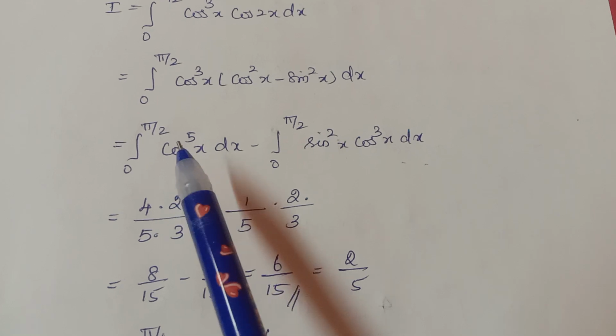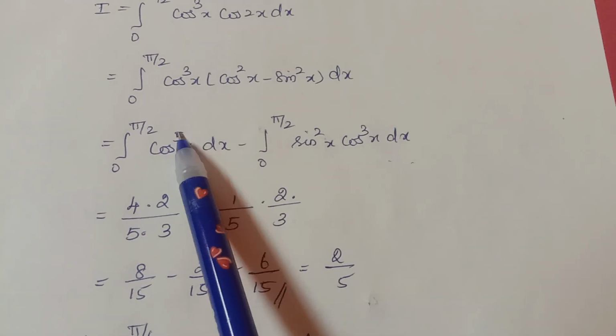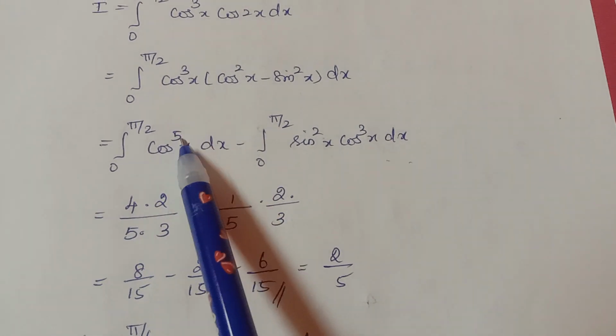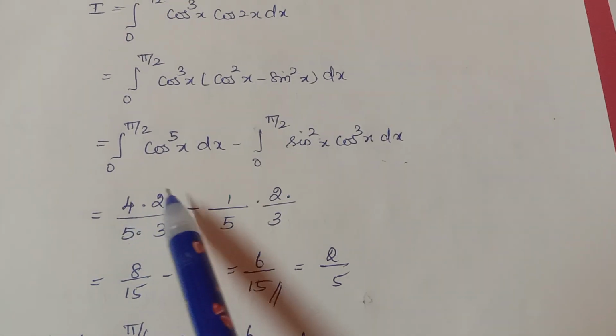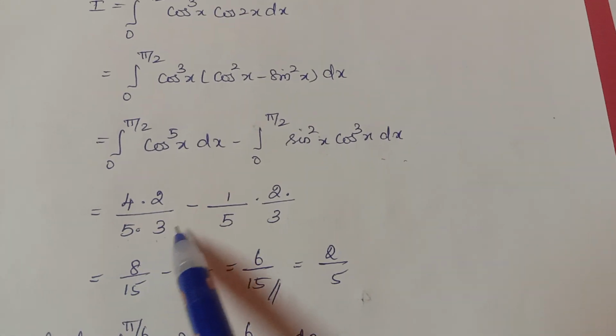So here, this is the integration of cos power 5 x, with 5 as an odd number, isn't it? So you have to start from 4 in the numerator, and in the denominator you have to start from 5, reducing the numbers by 2 until you get to 2 by 3. Okay, so 4 into 2 by 5 into 3.